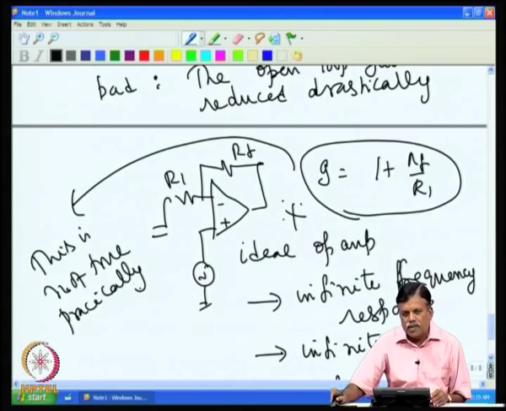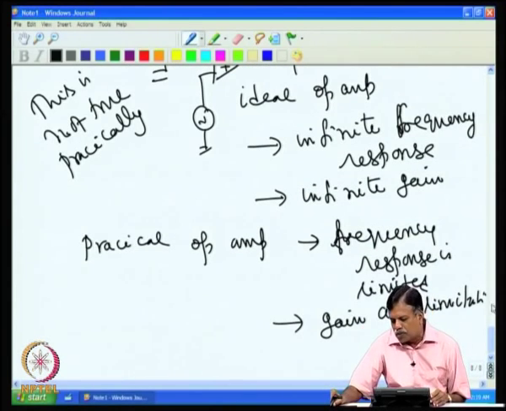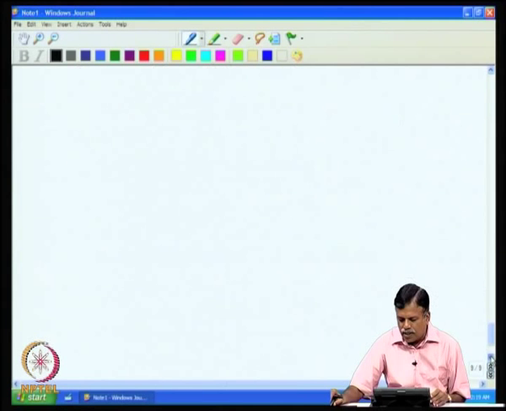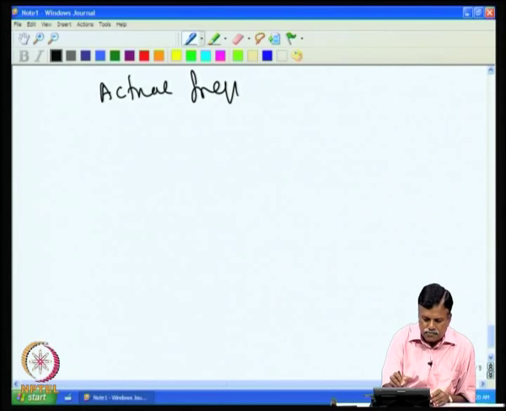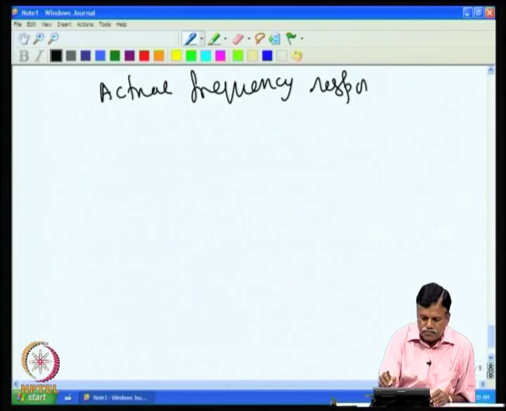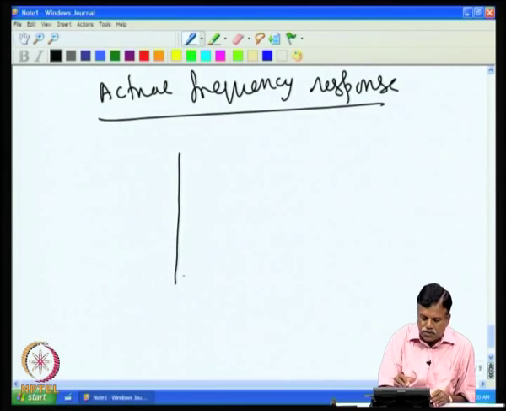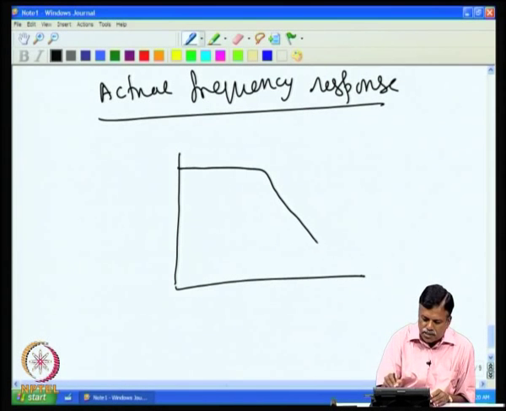So, what is the new frequency response curve that you get considering this limitation? The actual frequency response will be like this. If you look at the actual frequency response, you have the open loop gain after compensation, which comes like this, a single pole response. Frequency versus gain.